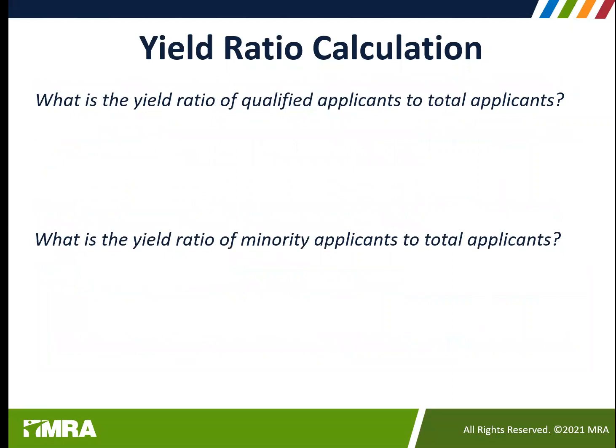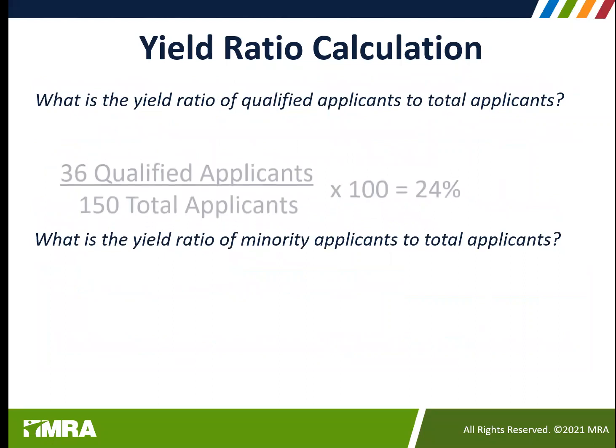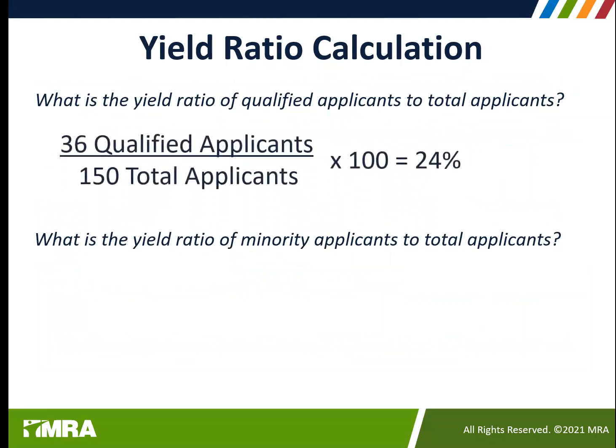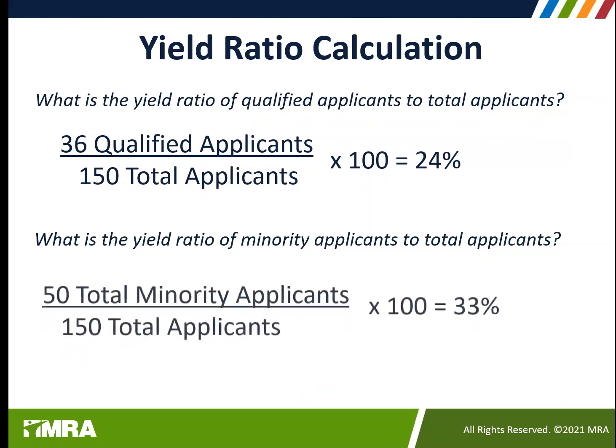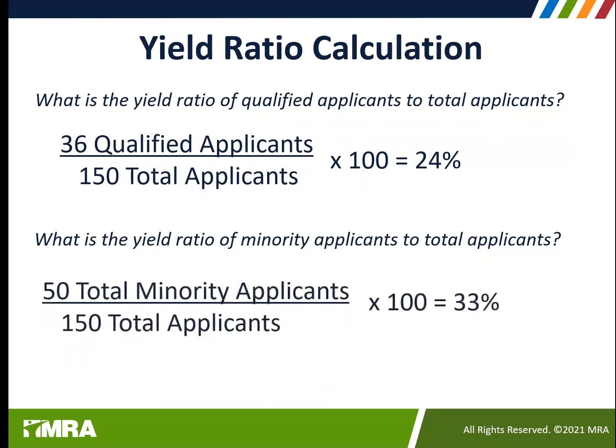Well, first, let's calculate the yield ratio of qualified applicants to total applicants. Our calculation would be 36 qualified applicants divided by 150 total applicants multiplied by 100, which yields 24%. Next, let's calculate the yield ratio of minority applicants to total applicants. Our calculation would be 50 total minority applicants divided by 150 total applicants multiplied by 100, which yields 33%.